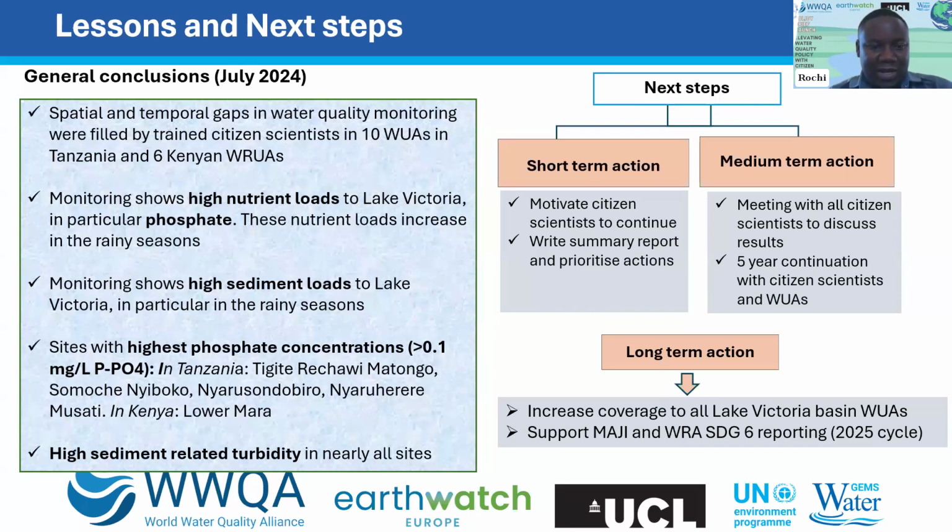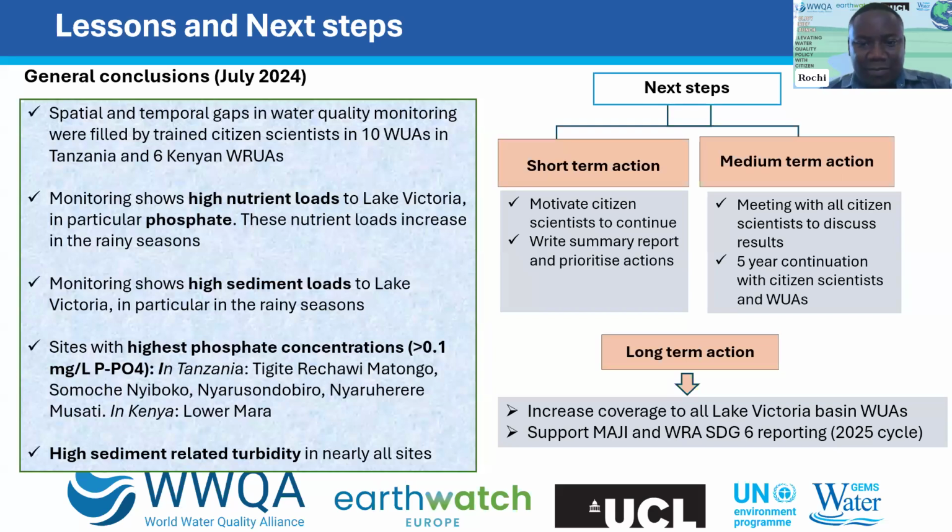Sites with higher phosphate concentration, greater than 1, in Tanzania are Tigite, Lechawi, Matongo, Somoche, Niboko, Nyarusondobiro, Nyaruherere, Musati, and in Kenya is Lower Mara. So for the next steps, we have short-term actions and long-term actions.